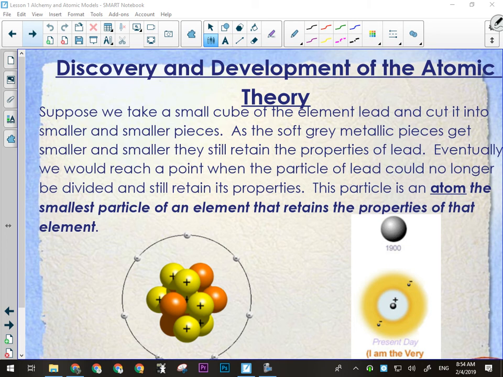So the ones that we do know of that are stable are obviously all on there, and they are not going to have the hollowed out lettering, like these ones do. Okay, so the atom then is the smallest particle of an element that retains the properties of that element.